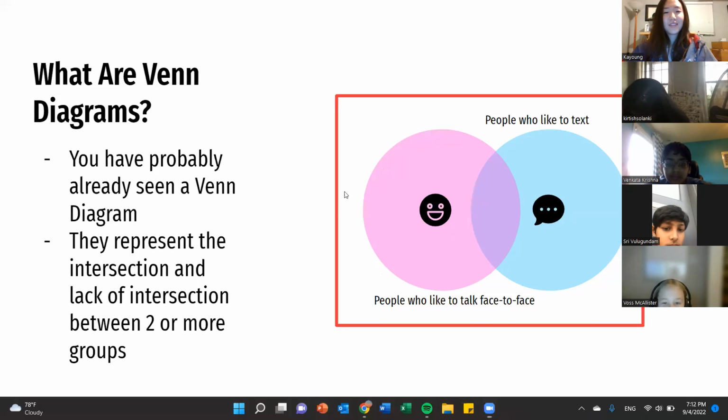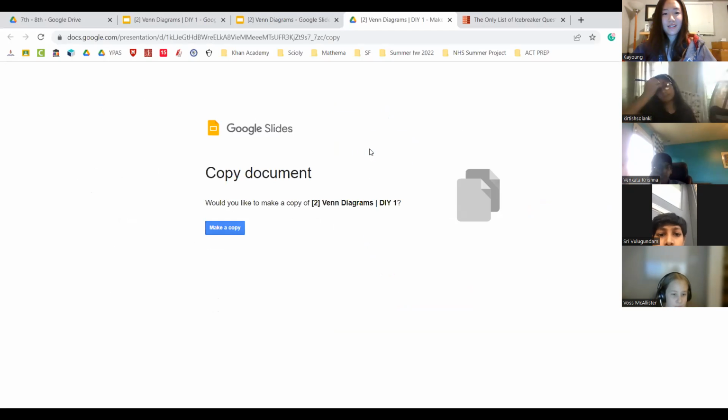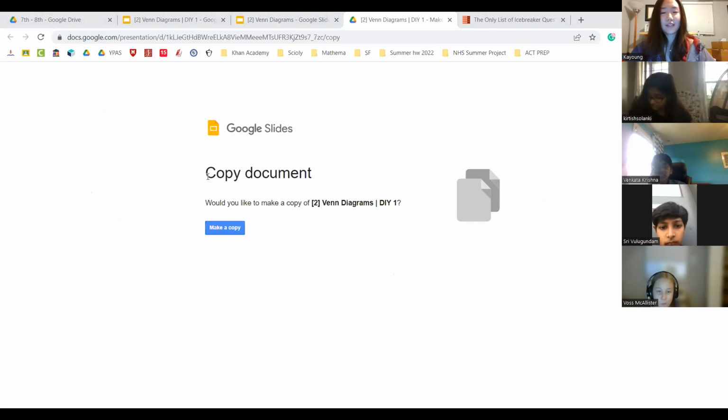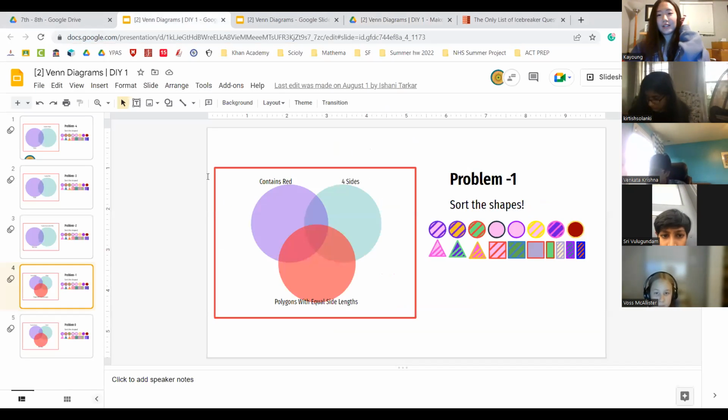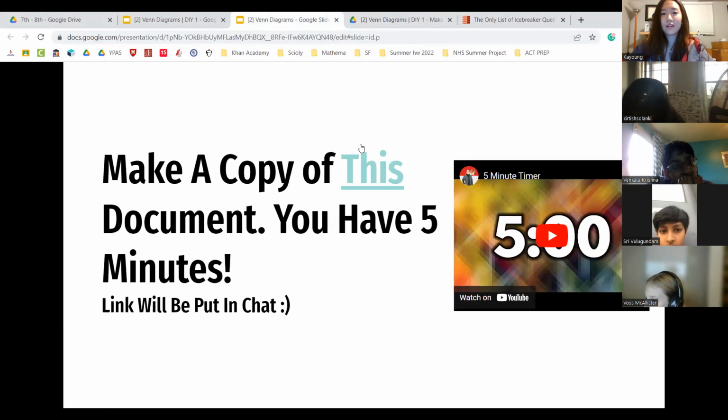So now we're gonna do a little activity. So this document, I'm gonna put this in the chat. And basically it has like 5 slides on it. Once you go in there, it'll look like this. And you're going to move these little thingies and sort the shapes. So first, to give you an example, go away. Okay.